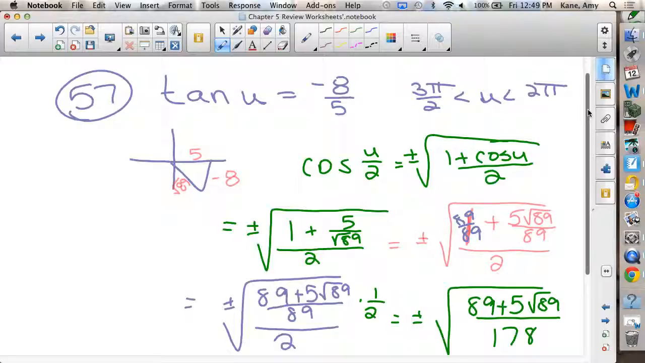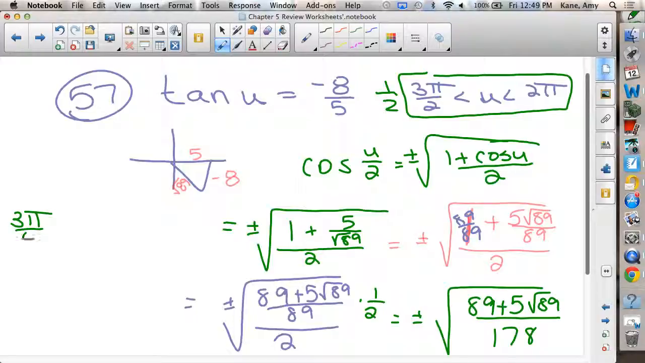Where would the half angle be located? What would the restrictions be for the half angle? Kristen? 3 pi over 4. So if you essentially take your restriction and multiply it by 1/2, because I want the half angle, those restrictions really need to be cut in half. She said that would be then 3 pi over 4. My angle is now being cut in half. I'm multiplying it by 1/2.